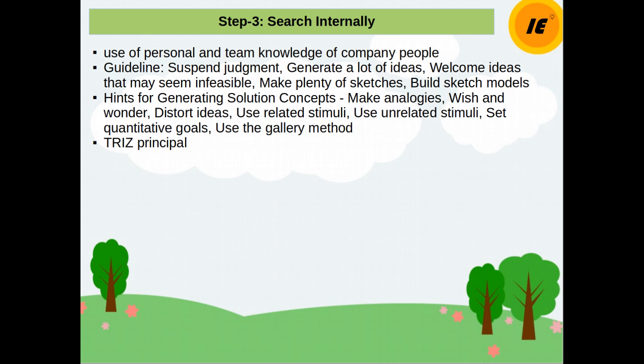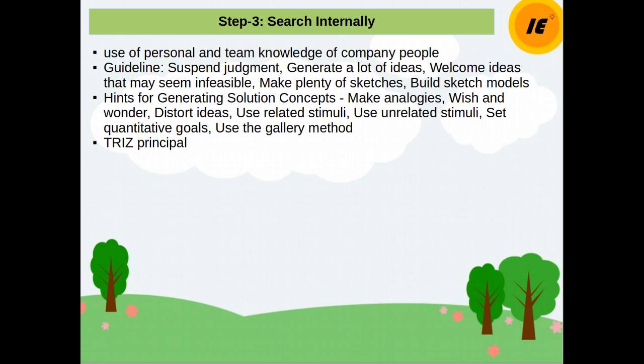And wish and wonder means having that kind of thought, like beginning a thought or comment with I wish we could, or I wonder what would happen if, which helps to stimulate oneself or the group to consider new possibilities. So simple, basic, interesting advice. Then distort ideas. It is often helpful to modify and rearrange fragments of different solutions to create new ones. Use related stimuli, then use unrelated stimuli, then set quantitative goals, use the gallery method, etc. If you can read it, this is all in the book.